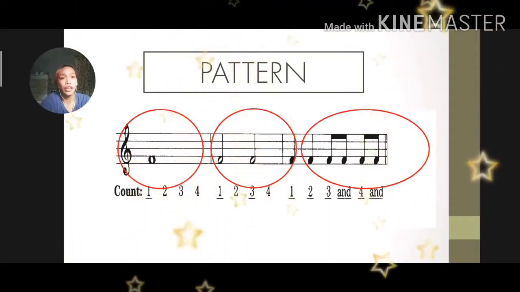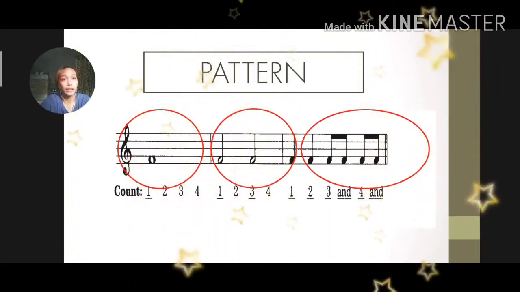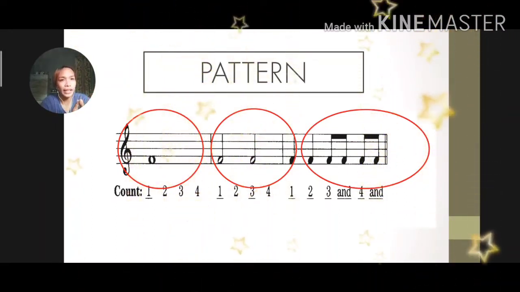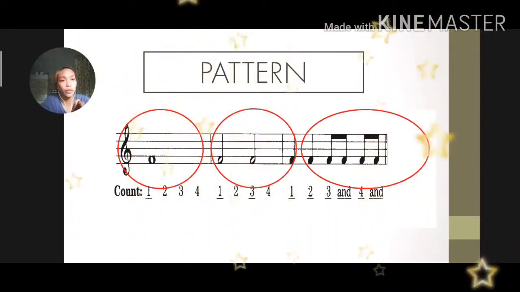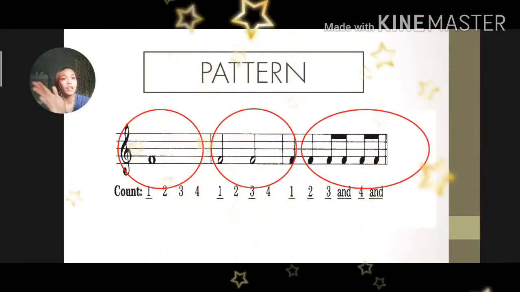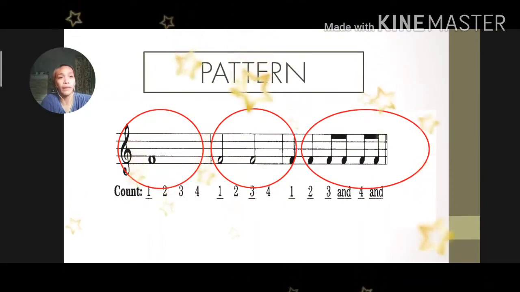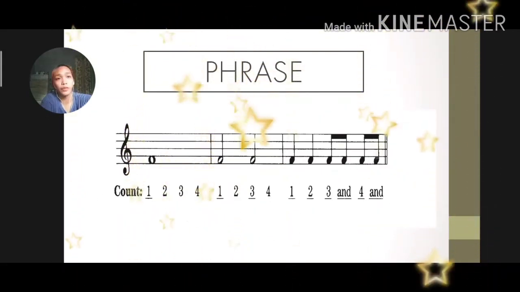the pattern here, the second pattern, it goes like this: 1, 2, 3, 4. Next, for the last pattern, if we're going to clap that, it goes like this: 1, 2, 3, and 4, and. Nakuha. What about the phrase?